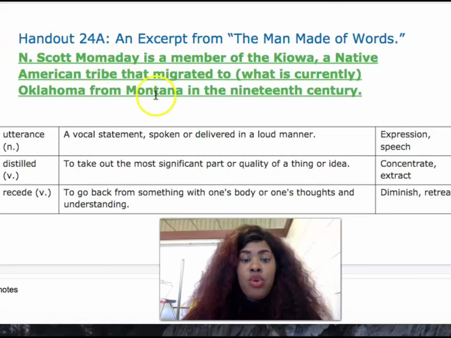handout. But before we complete the handout, I want to give you guys a little bit of background about the author of this article. So N. Scott Momaday is a member of the Kiowa, a Native American tribe, and they migrated to what is currently known as Oklahoma from Montana in the 19th century. Okay.